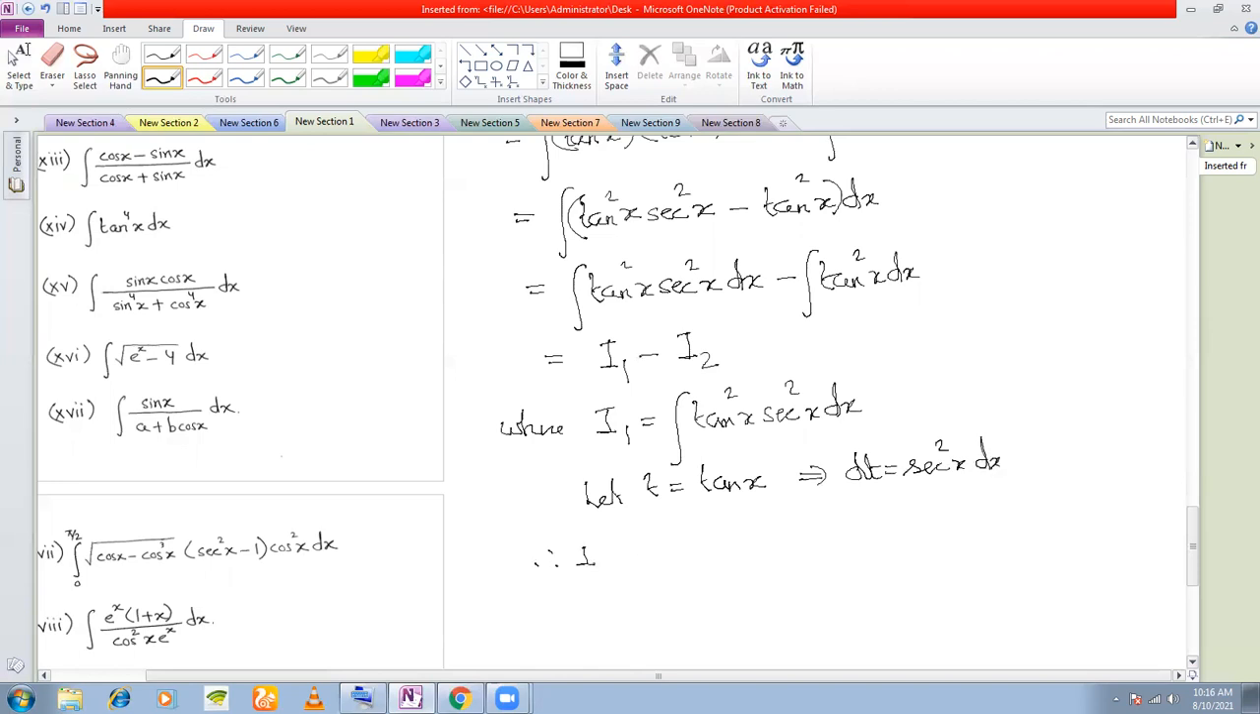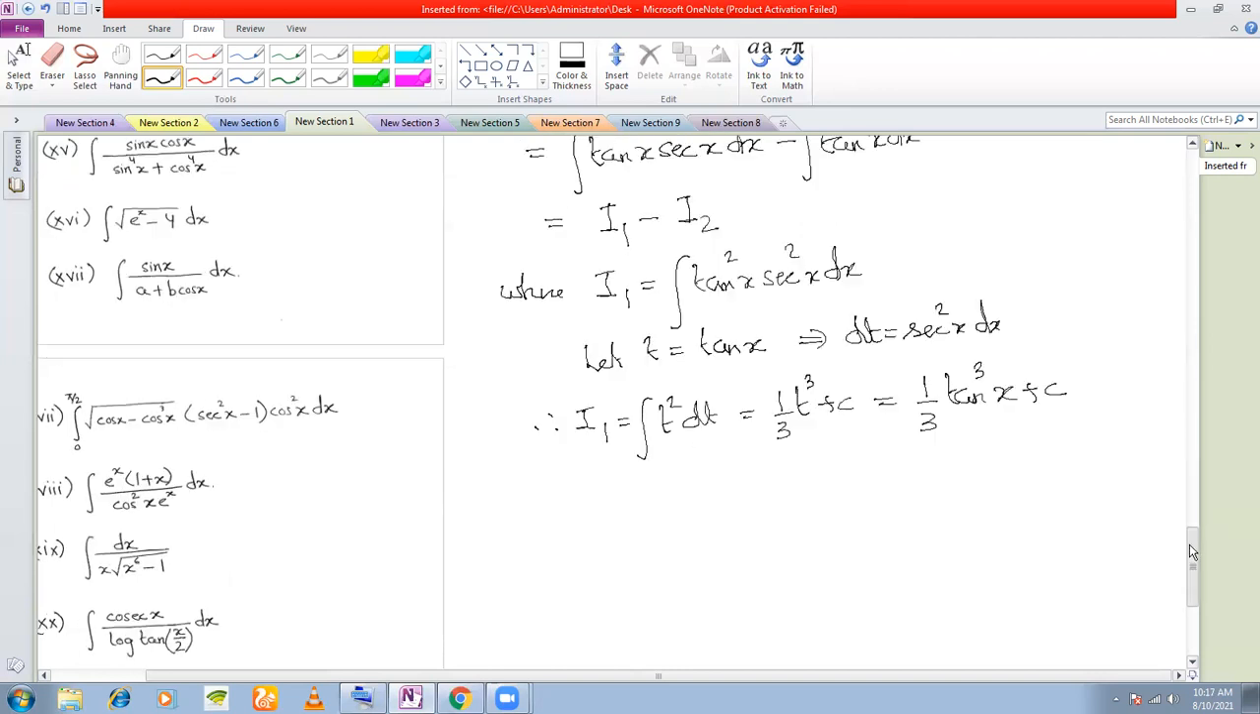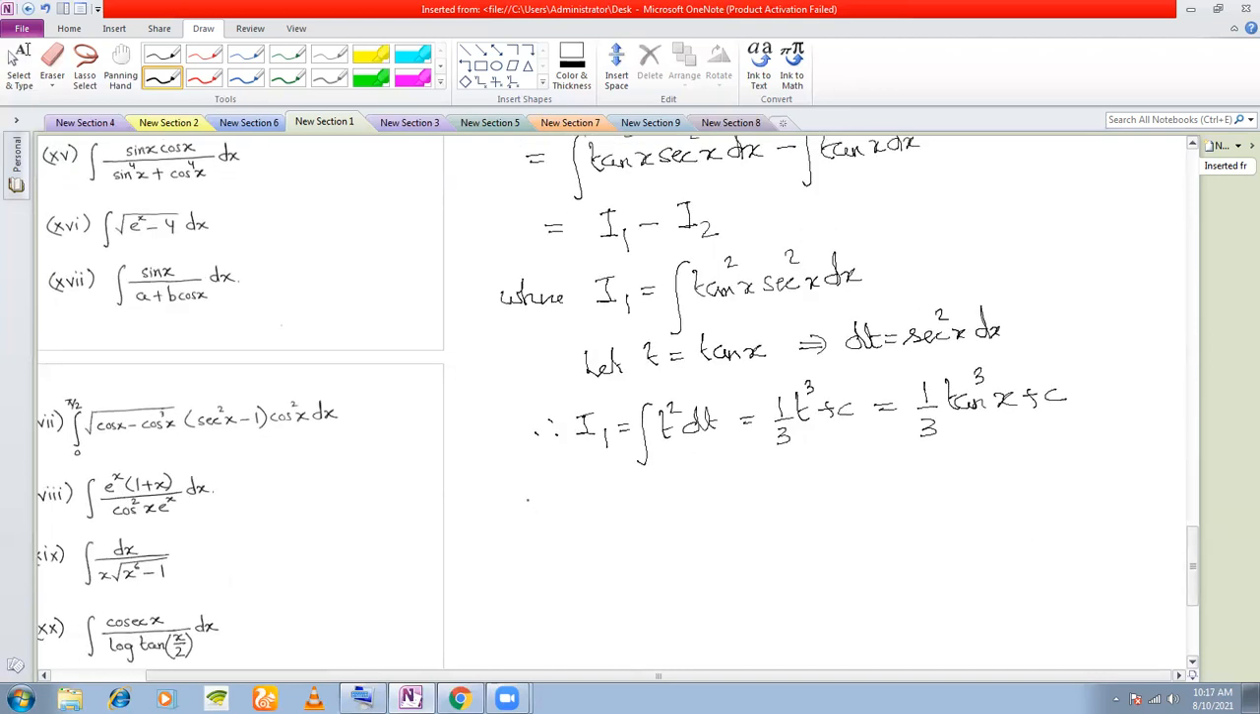That means I1 becomes integral t squared dt, which is equal to 1/3 t cube plus c. Now I put the value of t, 1/3 tan cube x plus c. So we have evaluated I1. What about I2?